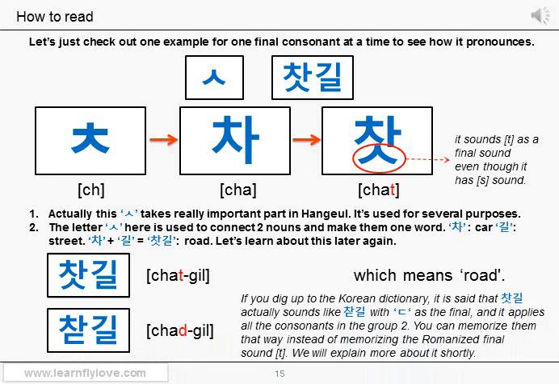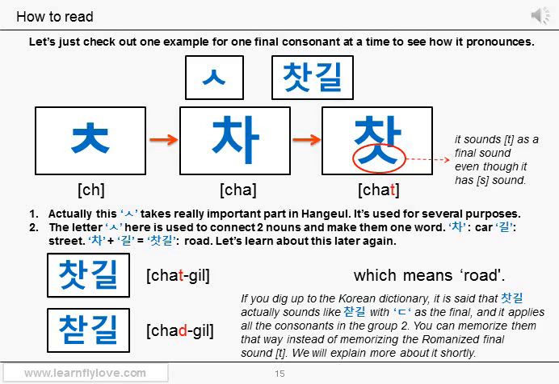One more thing. Please take a look at the Hangul letters on the bottom left. If you look up the Korean dictionary, it says that 찻길 with S consonant as a final is actually pronounced 찻길 with D consonant in the final. Confusing, isn't it? They actually sound exactly the same in reality, and it applies to all the consonants in the group 2. Korean dictionary says all the consonants in the group 2 are pronounced 디귿, which sounds D like D, when they come as the final in the block. You can memorize them that way instead of memorizing the romanized final sound T.